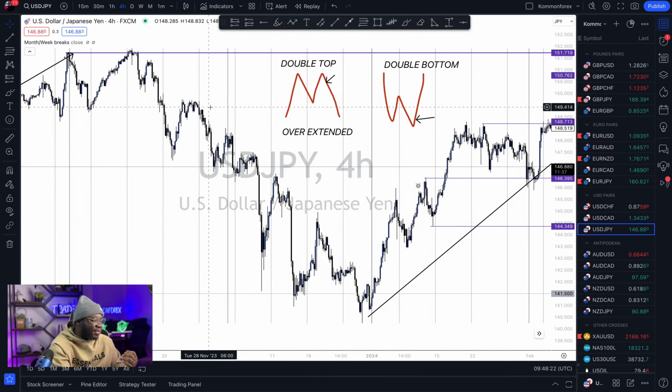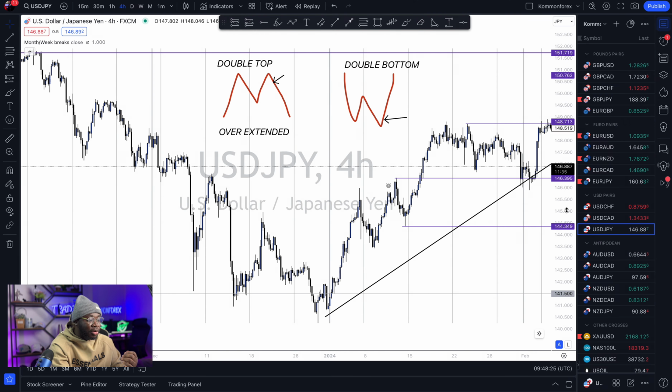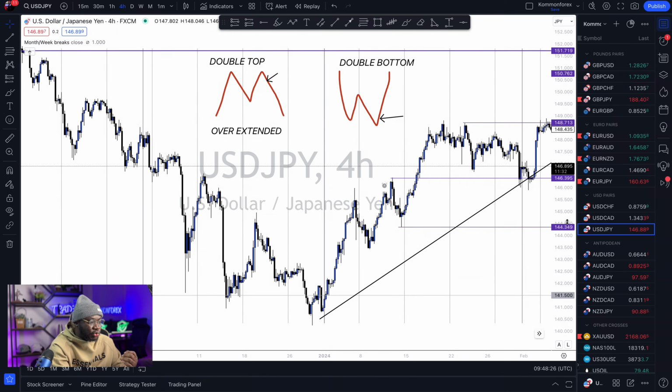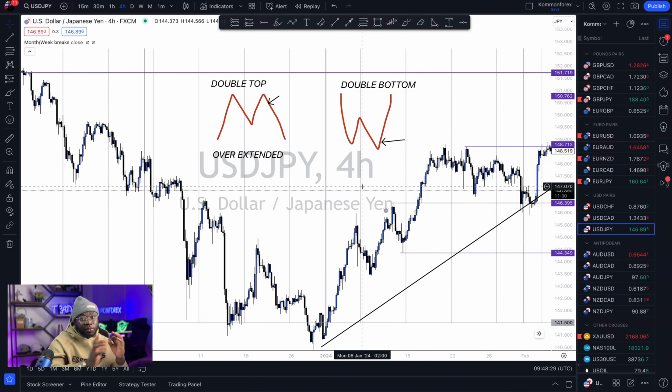So this is the very first and most popular chart pattern, but I'm sure the hack I've given you today will be extremely helpful for you in your trading. Then the next one we also want is the wedge formations. It can either be the rising wedge or the falling wedge.